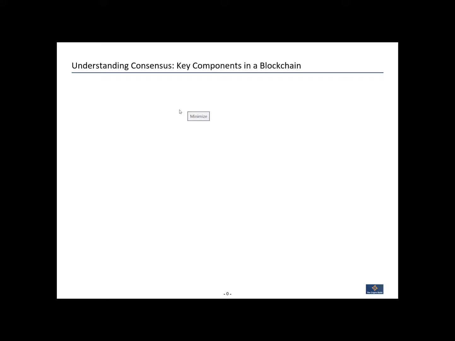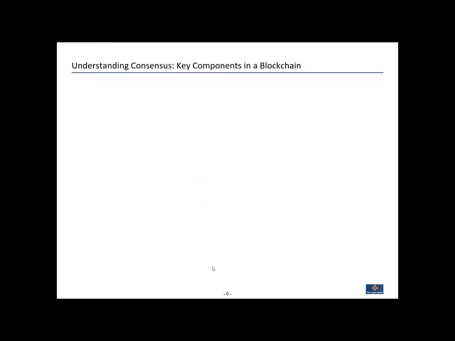So let's get into understanding what it is, what is consensus, what do these consensus mechanisms like proof of stake actually do, why are they needed, and so on and so forth. So let's start. All right, guys, let's get started here.